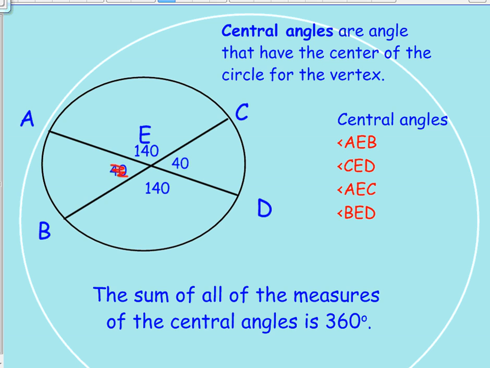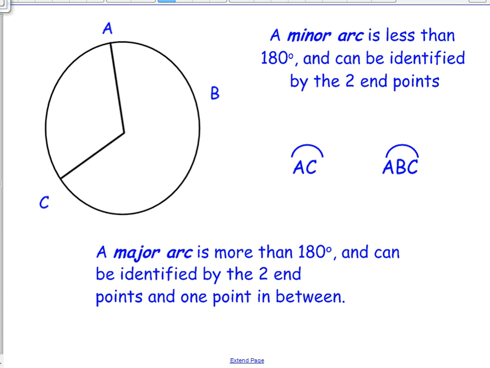All right, so we have some other vocab. There's a lot of vocab in this particular section. Apologize for that. We have two vocab words here. We have something called a minor arc in a circle and something called a major arc. And they are exactly the way they sound. So a minor arc is less than 180 degrees and can be identified by the two endpoints. A major arc is more than 180 degrees and can be identified by the two endpoints and one point in between.